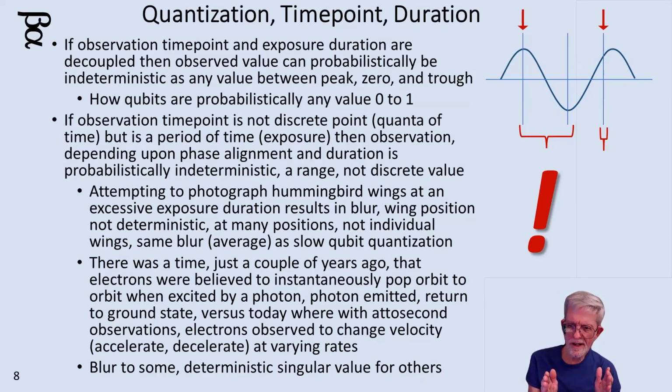So if I were to do an exposure that was long enough that it actually encompassed a complete phase reversal, then I would get an average of that waveform. But if I can get a really short time duration, now I can actually see the amplitude changing over time. And as I mentioned, hummingbirds' wings, and also attosecond measurements of acceleration and deceleration of electrons. So what's a blur to some, what's indeterminate to some, is actually determinate to others that can measure time in smaller slices.